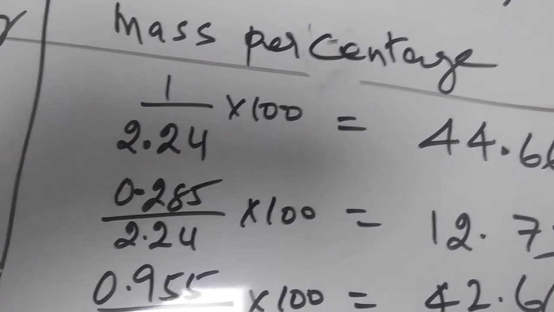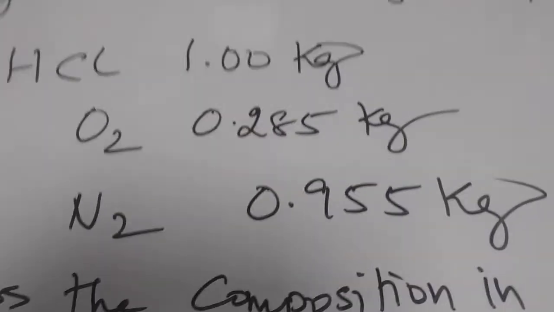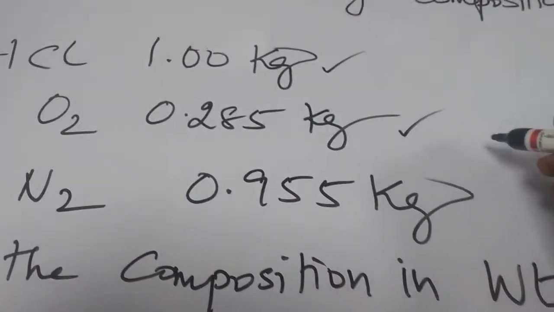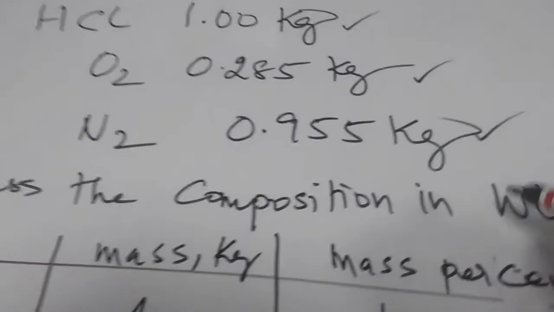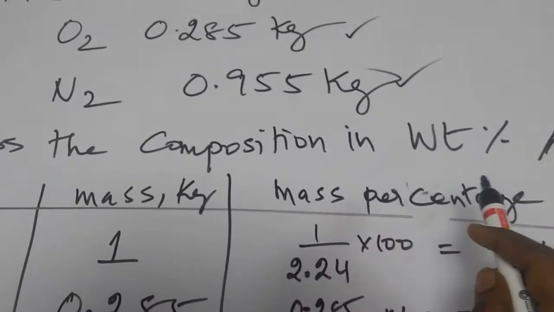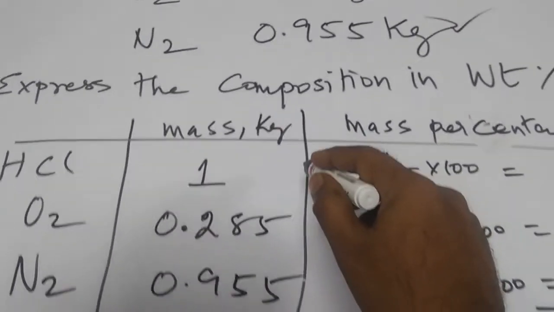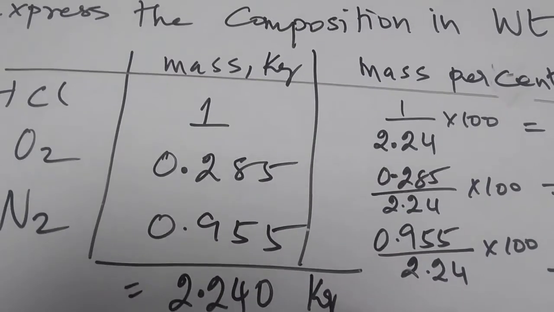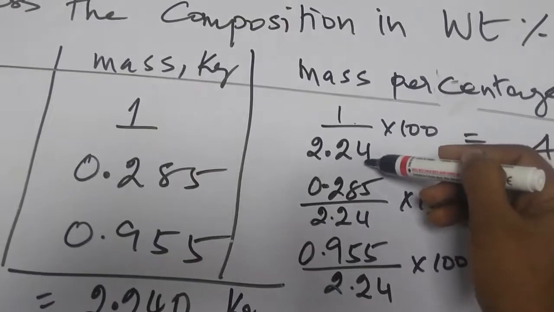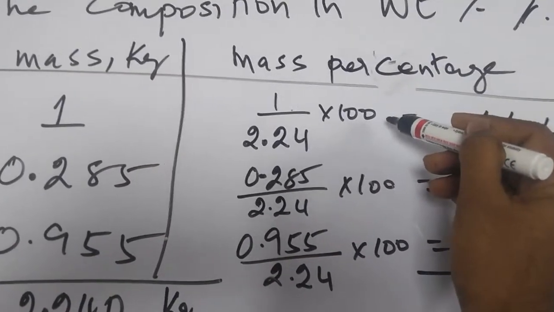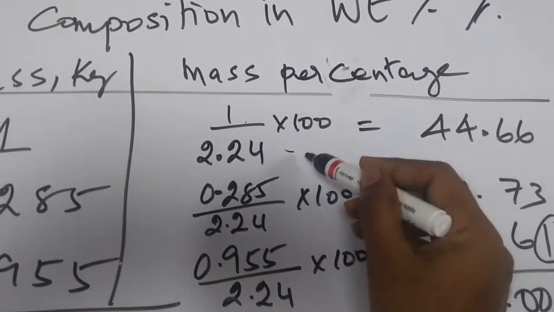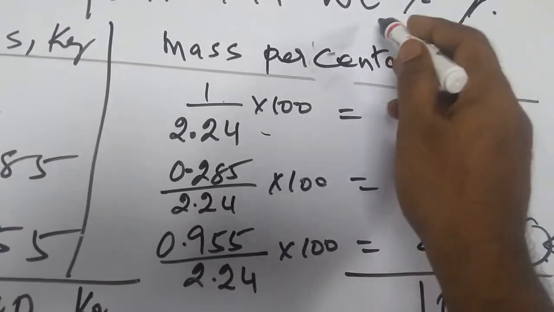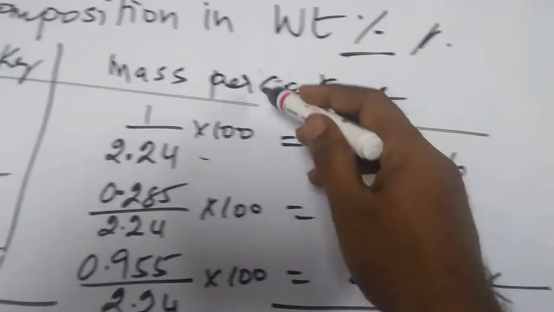So what we have done: the question was asked, the masses of the constituents are given: hydrochloric acid 1 kg, oxygen 0.285, nitrogen 0.955. Express the composition in weight percentage. So we have made it in a tabular form. Mass is written, then mass percentage is individual mass by total mass, right? Individual mass is 1, total mass is 2.24 kg, and multiplying by 100 we get percentage. When you don't multiply by 100, what we get is mass fraction. Here in this question it is asked in percentage, so we have multiplied by 100.